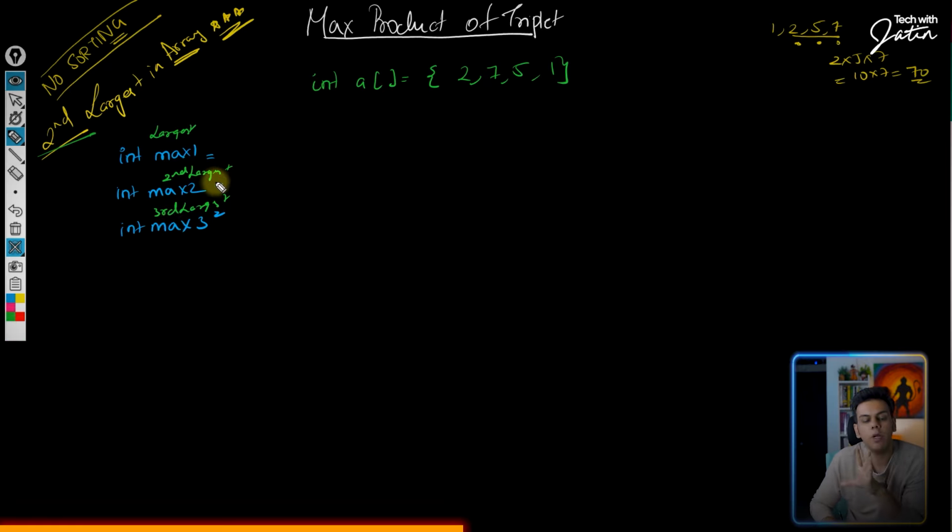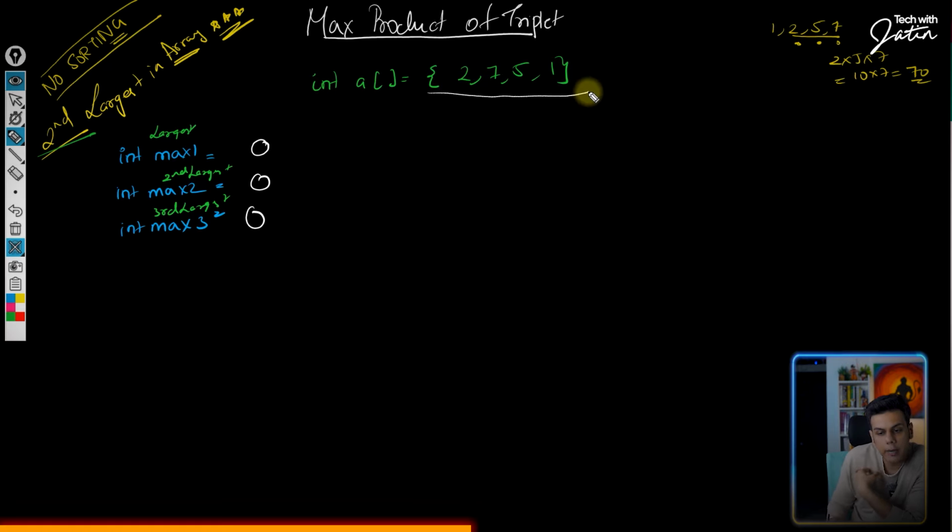Now, what I will do is assume that max1, max2, max3 hold the largest, second largest, and third largest numbers, and I'm going to keep them as 0. Why 0? Because I'm looking at this array: 2, 7, 5, 1. Which is the smallest number? 1. Is there a number which is less than 1? Yeah, 0. So I'm initializing max1, max2, max3 with the smallest integer number that I know when compared to this array.